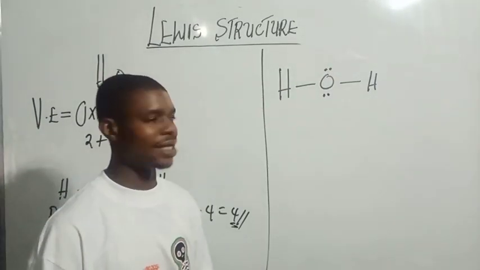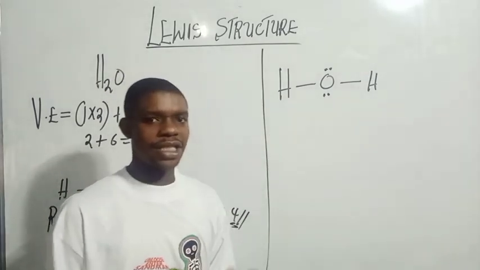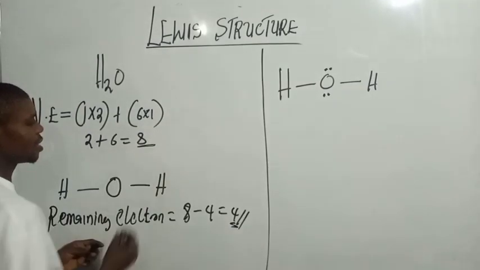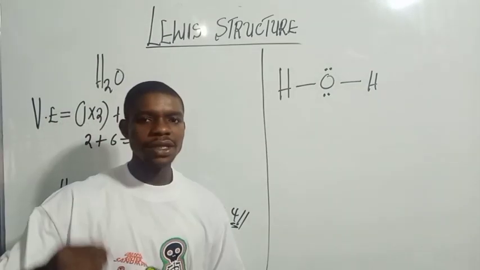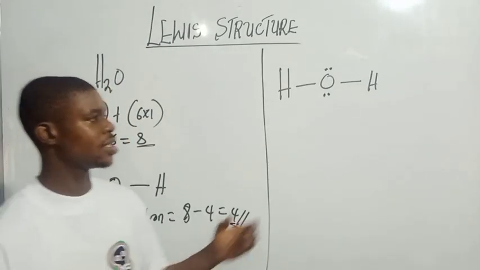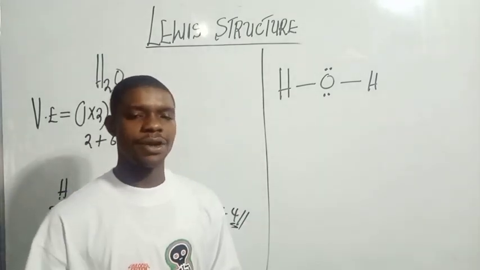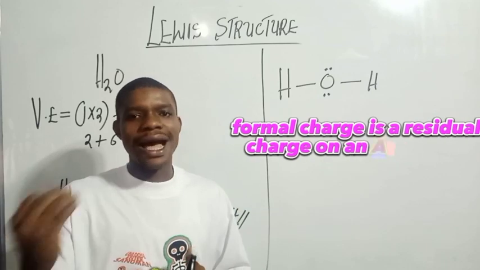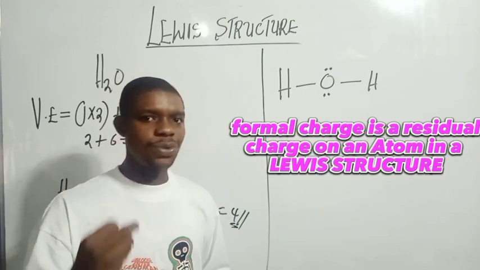Oxygen is having the octet. Hydrogen cannot have an octet. You only have a single bond, which corresponds to 2 electrons, and oxygen corresponds to these eight electrons. What I want to do here is this. How do you calculate formal charge? What is formal charge? Formal charge is a residual charge on an atom or element in a Lewis structure.